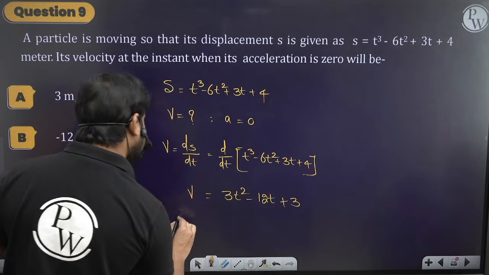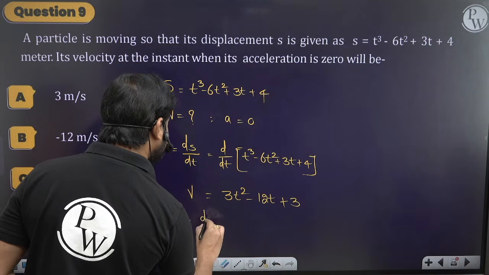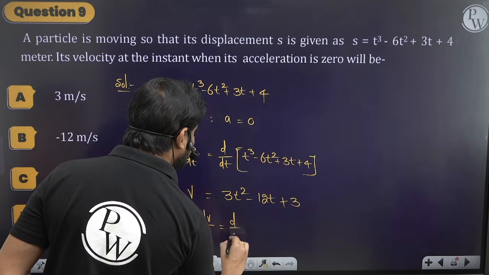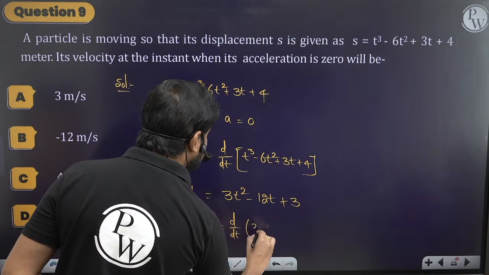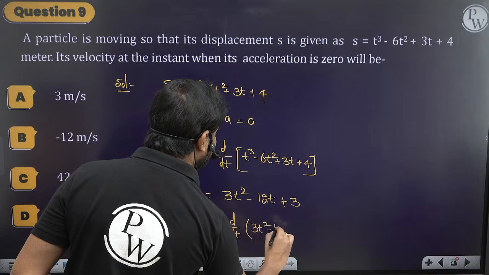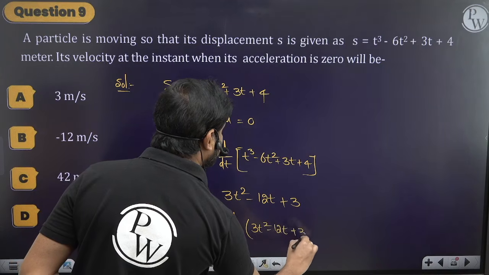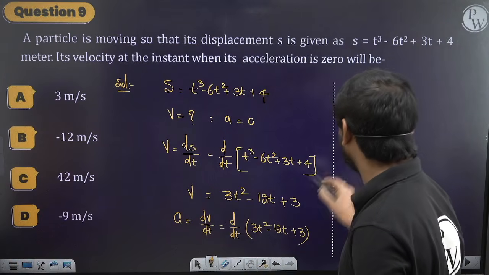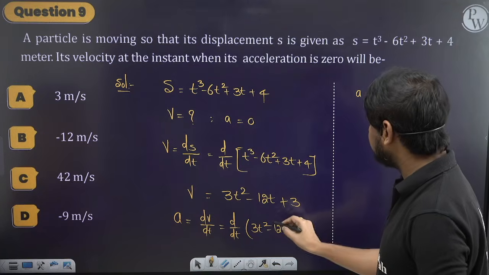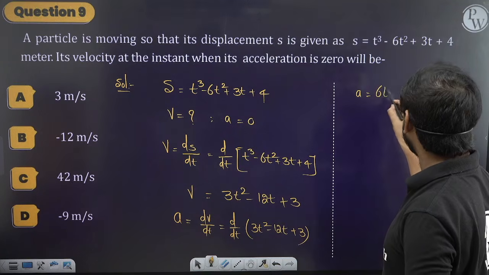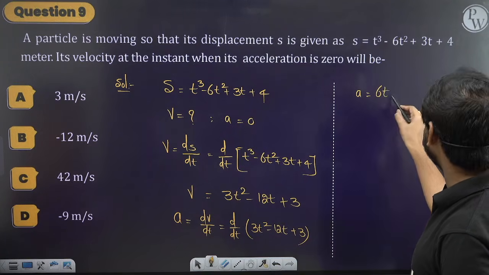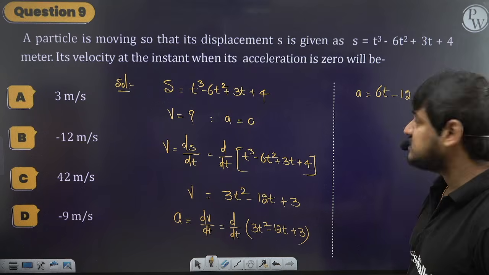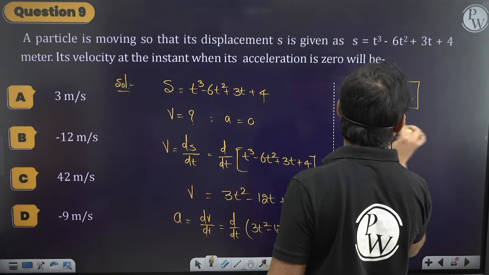Then find the acceleration. The acceleration is equal to dv by dt, as we have just seen, which is nothing but d by dt of 3t square minus 12t plus 3. The differentiation of 3t square is 3 into 2, 6t, and minus 12t differentiates to minus 12, and 3 differentiates to 0. Therefore the acceleration is 6t minus 12.